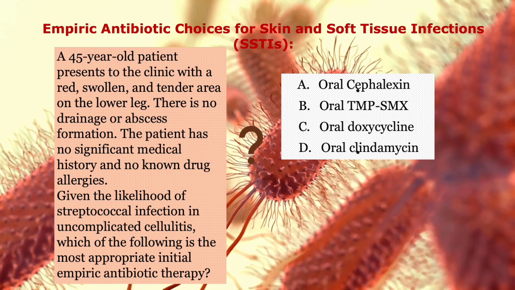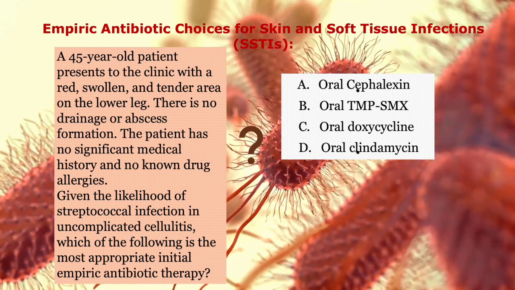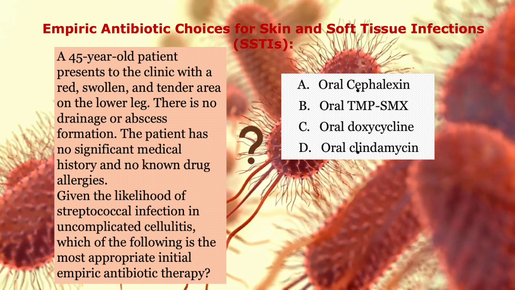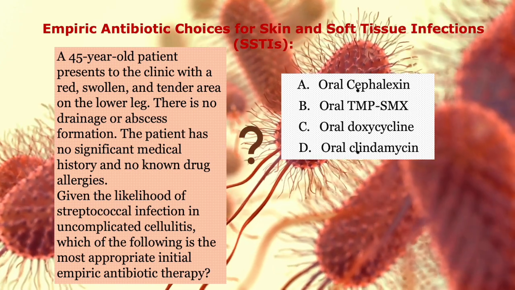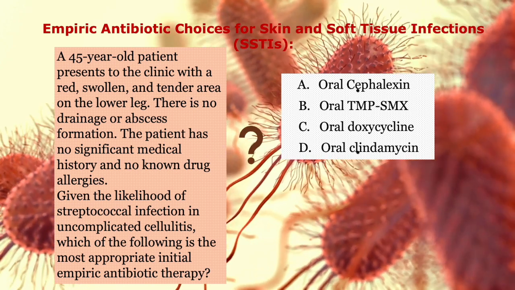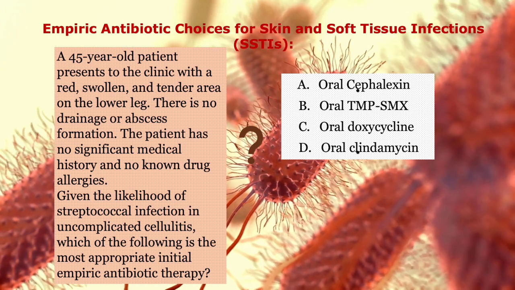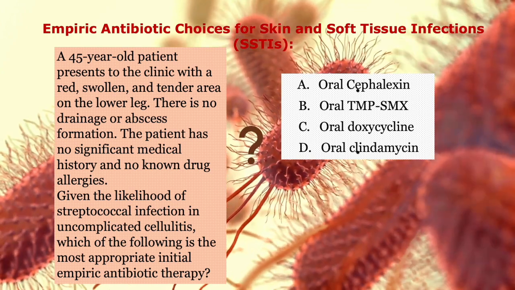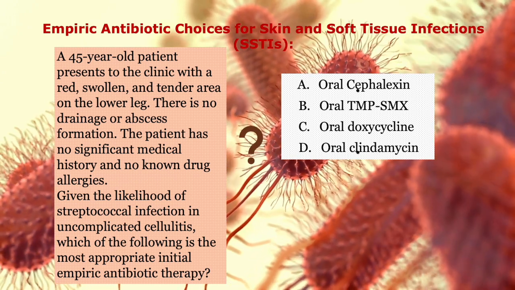A 45-year-old presents to the clinic with a red, swollen, and tender area on the lower leg. There is no drainage or abscess formation. The patient has no significant medical history and no known drug allergies. Given the likelihood of streptococcal infection in uncomplicated cellulitis, which of the following is the most appropriate initial empiric antibiotic therapy? You have A, oral cephalexin, B, oral TMP-SMX, C, oral doxycycline, or D, oral clindamycin.